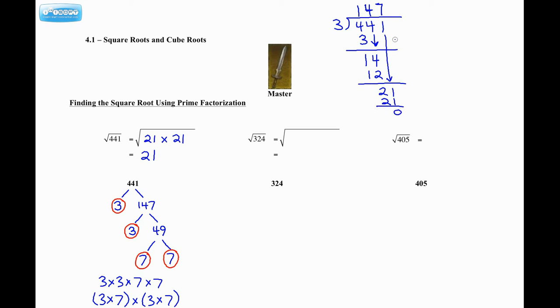There are no other numbers to be brought down. Therefore, this is my remainder. The remainder is 0. If your remainder is 0, it means that this, which we call the divisor, is a factor. If I got a remainder other than 0, it means that 3 would not be a factor of 441, but it is.